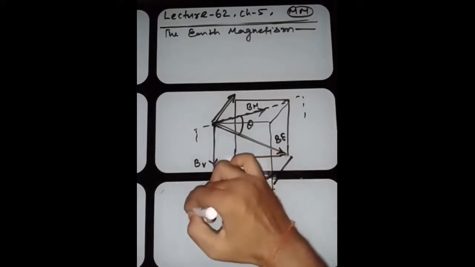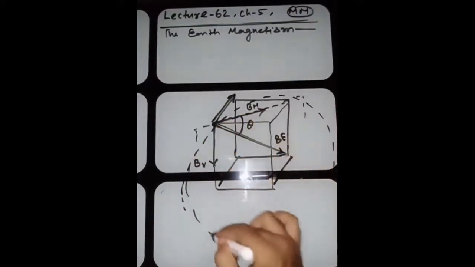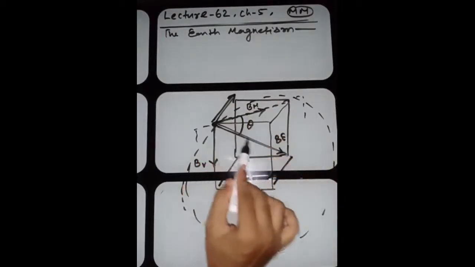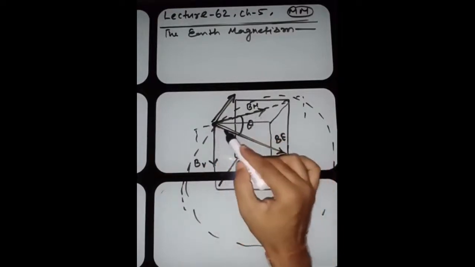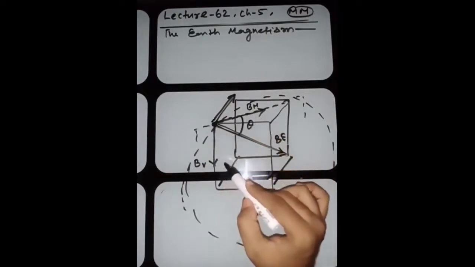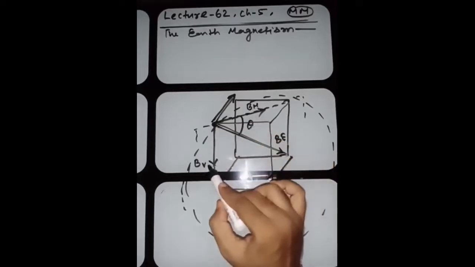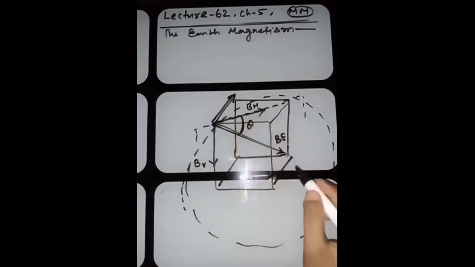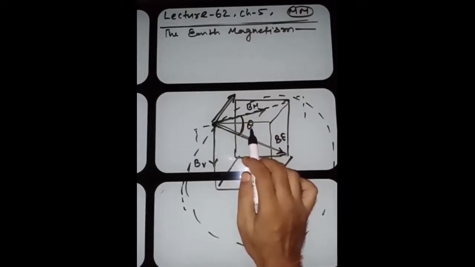If you draw the Earth, you will find it in this shape. At any point on the Earth, this is the net magnetic field, this is the horizontal component, and this is the vertical component, represented by BH and BV. Then remember, this theta is called the angle of inclination or angle of dip.